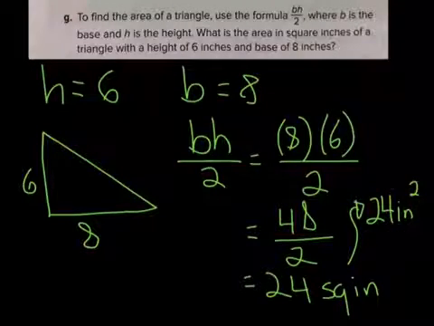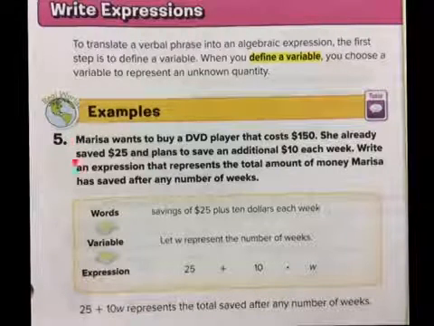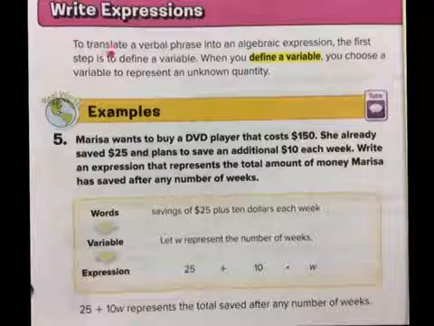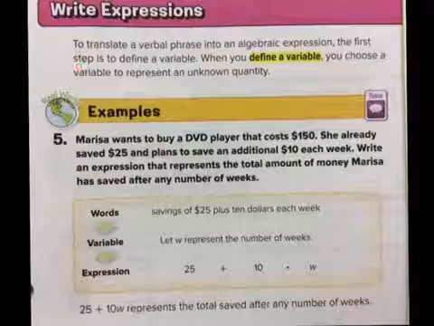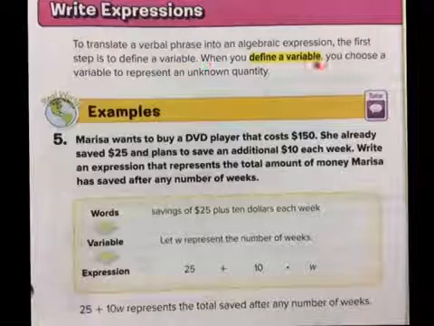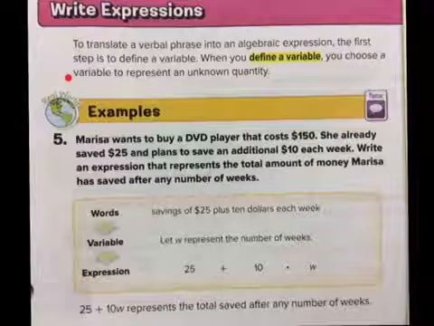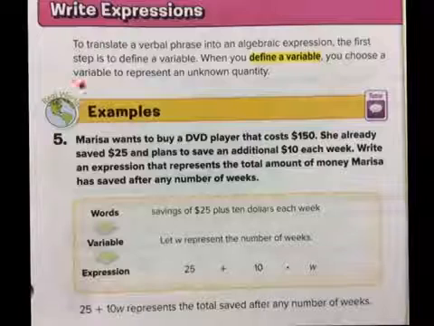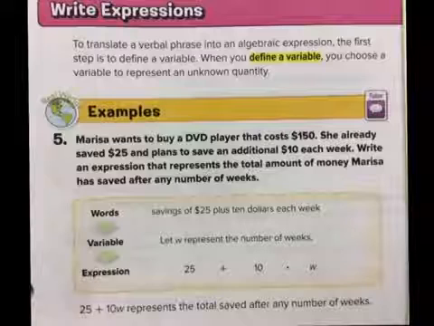They're both fine. Sometimes we will be given a word problem where we actually have to identify what we're looking for. It's the variable that we don't know. It's the one thing. So write expressions. To translate a verbal phrase into an algebraic expression, the first step is to define a variable. Okay, find out what it is that you're looking for. When you define a variable, you choose a variable, any letter. If it's C for cash, you can use N for number, A for apples. So you choose a letter to represent the unknown value, the unknown quantity.